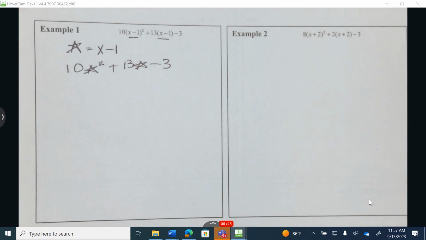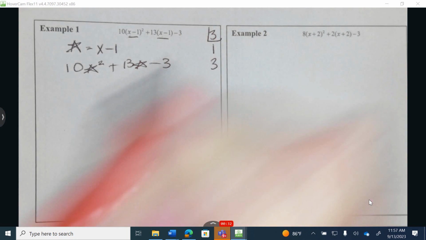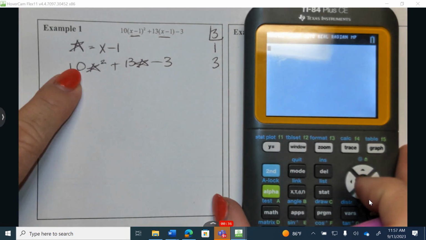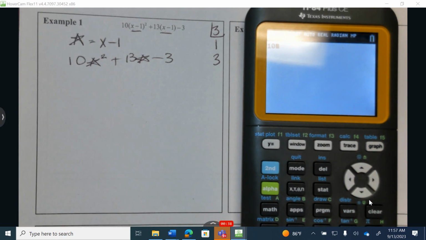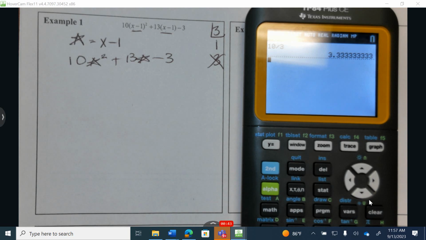What is the smallest number we see? 10, 13, and 3. It would be 3. The only numbers that divide into 3 are 1 and 3. So I grab my calculator, and I want to know, can I divide 3 out of the other two terms? So I attempt 3 first. It does not work. I cross it out. Factoring out 1 doesn't do anything for us.